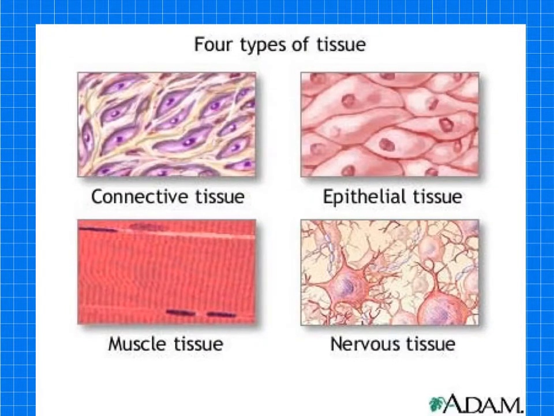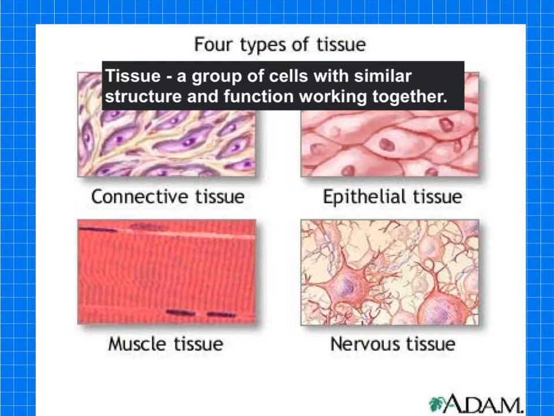So, here are 4 types of tissue. A tissue can be defined as a group of cells with similar structure and function working together. Muscular tissue can contract to bring about movement. Epithelial tissue covers the outside of your body as well as your internal organs. And nervous tissue is found throughout the body and allows electrical impulses to pass through to different parts.